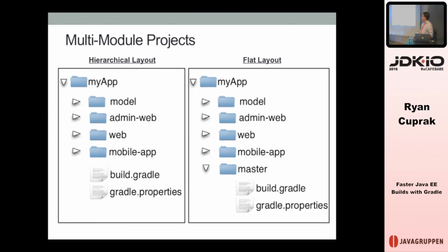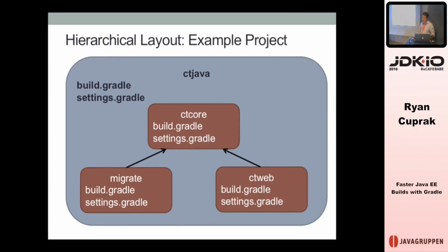So Gradle does support multi-module projects. There's two different ways of doing this. You can either do the hierarchical layout or the flat layout. I'm going to focus on the hierarchical layout today, where you have a build file and your properties file, and then each one of the projects that makes up your thing, I call them modules, has its own Gradle build script and properties file, whereas the flat layout is a little bit different.